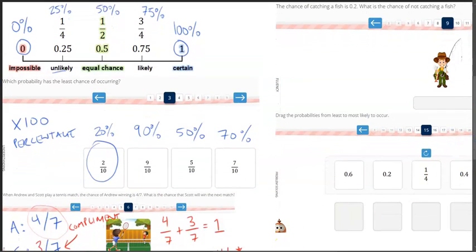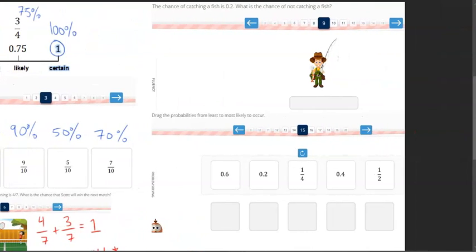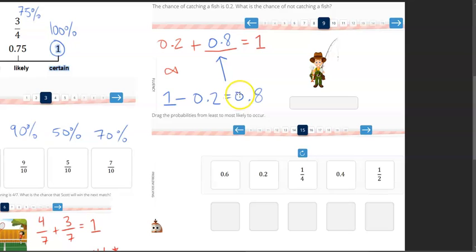Next set of questions up here. The chance of catching a fish is 0.2. What is the chance of not catching a fish? Now remember, 0.2 is the chance of catching a fish. And the likelihood of not catching a fish, whatever that is, again has to equal 1. Again we're looking for what's known as a complement. The only difference is we're looking for it in terms of a decimal. So we can find out what 1 minus 0.2 is, and that will give us 0.8. So the likelihood of not catching a fish is 0.8.